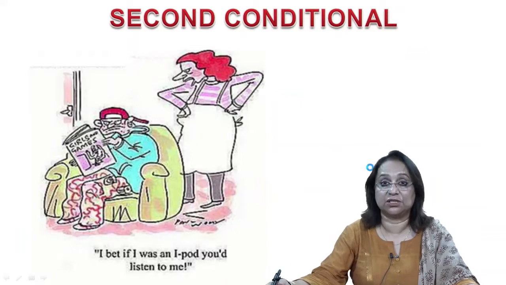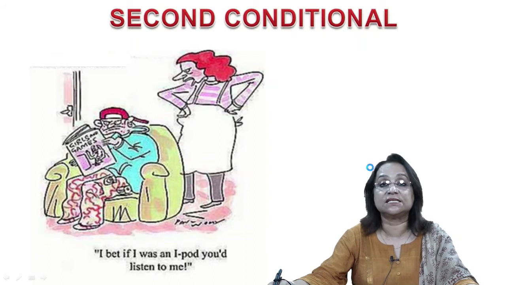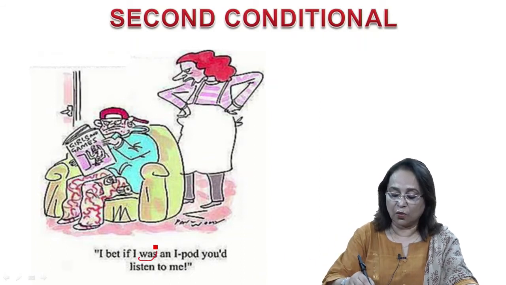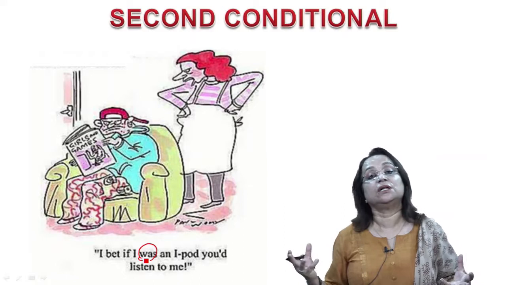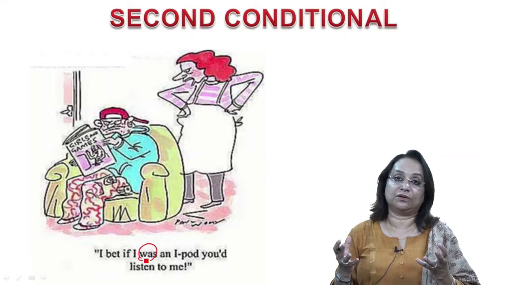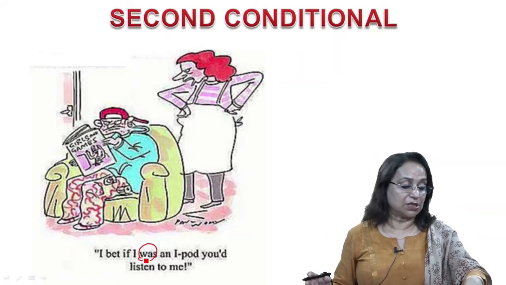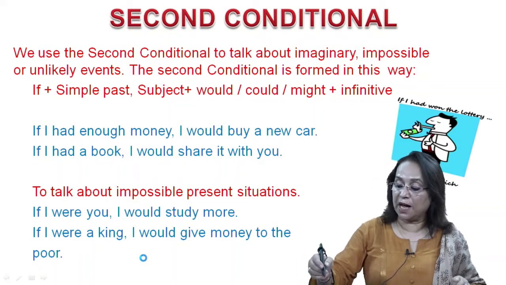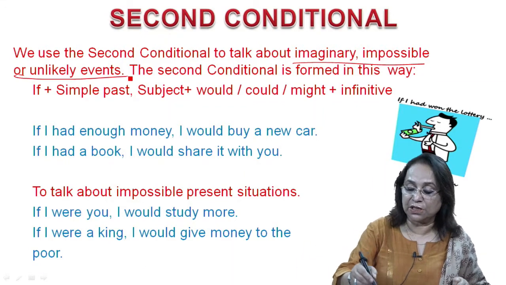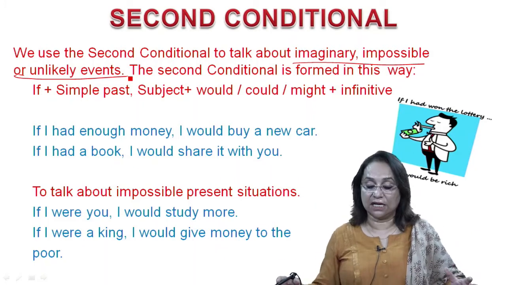Now, second conditional. I bet if I was an iPod, you'd listen to me. Now, look at the word was. So, what is this about? It is about a hypothetical situation. So, second conditional is used when we are talking about a hypothetical situation. We use second conditionals to talk about imaginary, impossible or unlikely events. Like I said, a hypothetical situation.